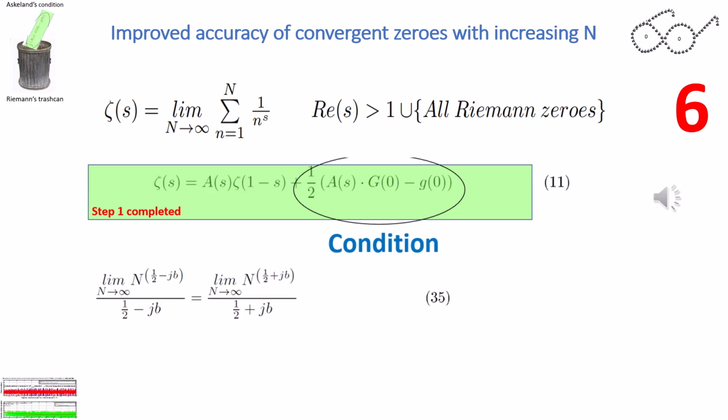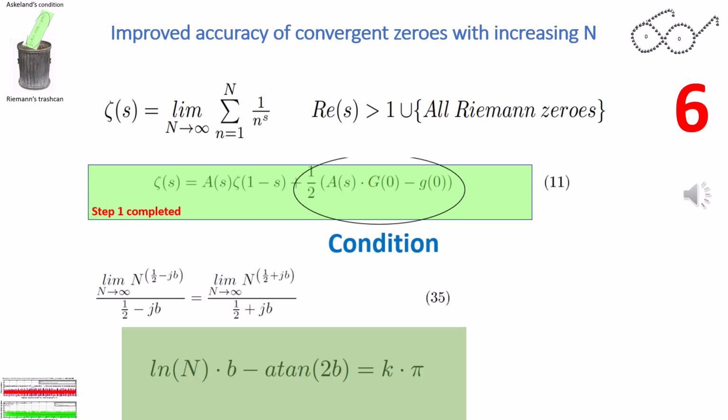The condition which solves Riemann's hypothesis occurs already in equation 11. Large g of 0 and small g of 0 are integrals and therefore limits of sums. Equation 11 can be changed to equation 35, which is a rotational condition. I show in video number 4 how equation 35 can be changed into the equation inside the green frame.